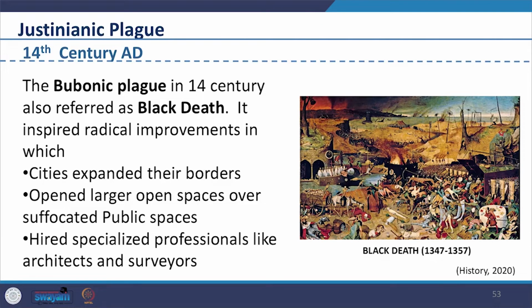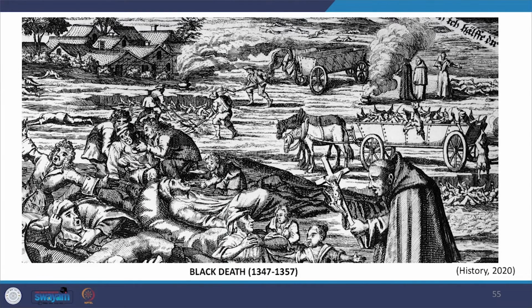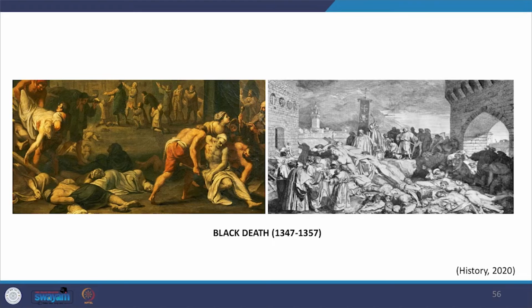Later we see the bubonic plague in the 14th century, also referred to as the Black Death. It inspired a radical movement in which cities expanded their borders, opened larger open spaces, decongested public spaces, and hired specialized professionals like architects and surveyors following the Black Death. As per history, the Black Death was a devastating global epidemic of bubonic plague that struck Europe and Asia in the mid-1300s. The plague arrived in Europe in October 1347 when 12 ships from the Black Sea docked at the Sicilian port of Messina.